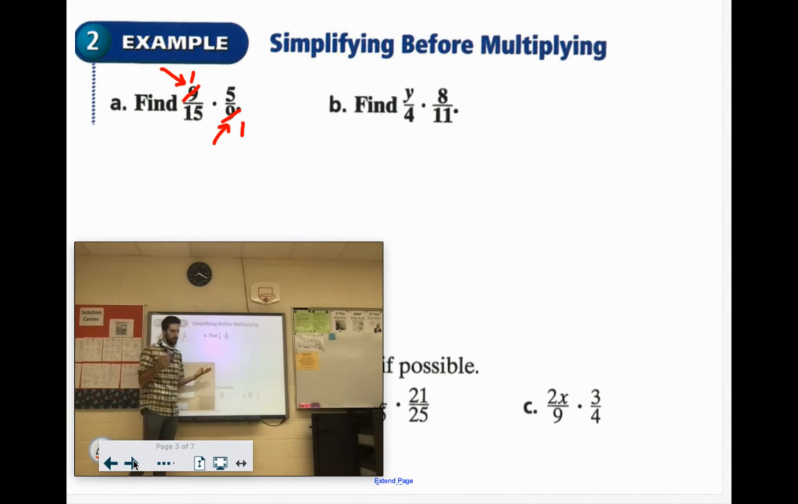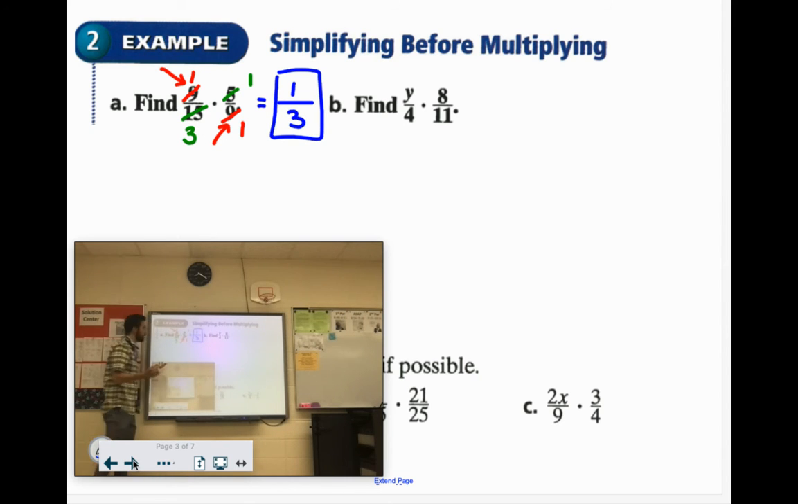Now we're automatically dealing with smaller numbers. We can do the same with the 5 and 15. 5 goes into 5 one time, 5 goes into 15 3 times. Now, in the numerator, we have 1 times 1, that's 1. On the denominator, we have 3 times 1, which is 3. Then you don't even have to think about it.